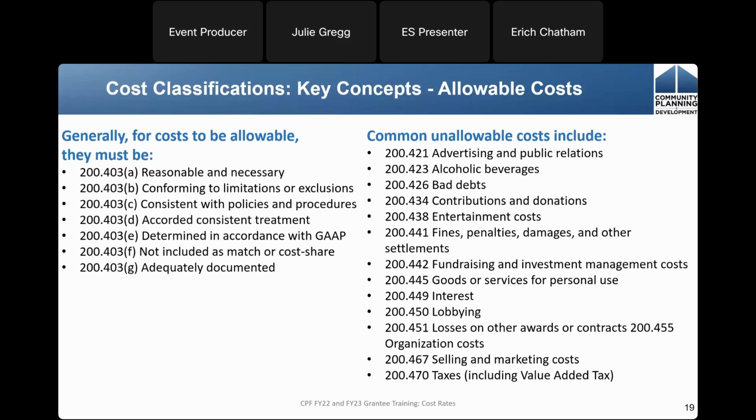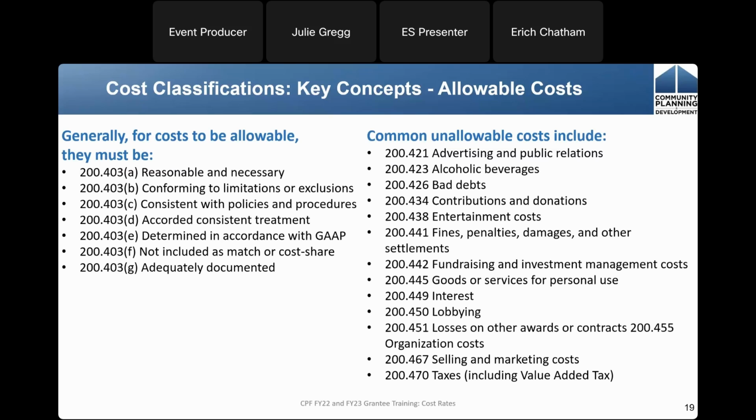All of your charges against the federal grant award must be determined to be in accordance with generally accepted accounting principles. So your documentation and your accounting procedures for this federal grant must be in compliance with GAAP. Cannot be included as match or cost share. And of course, your cost must be adequately documented.